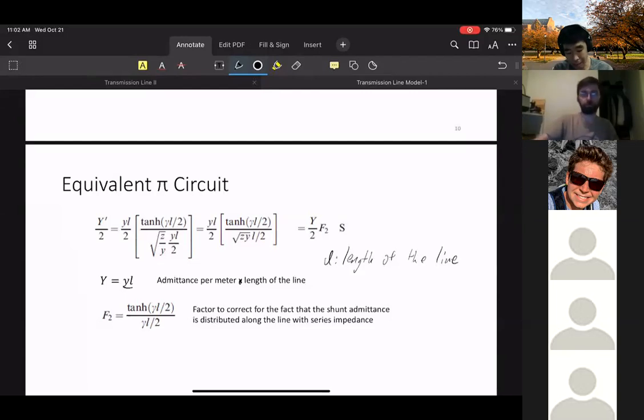And F2 and F1, you should not read anything into them. There's no deep mystery to them. It's just whatever turns out when you do the calculation. It just comes out this way.